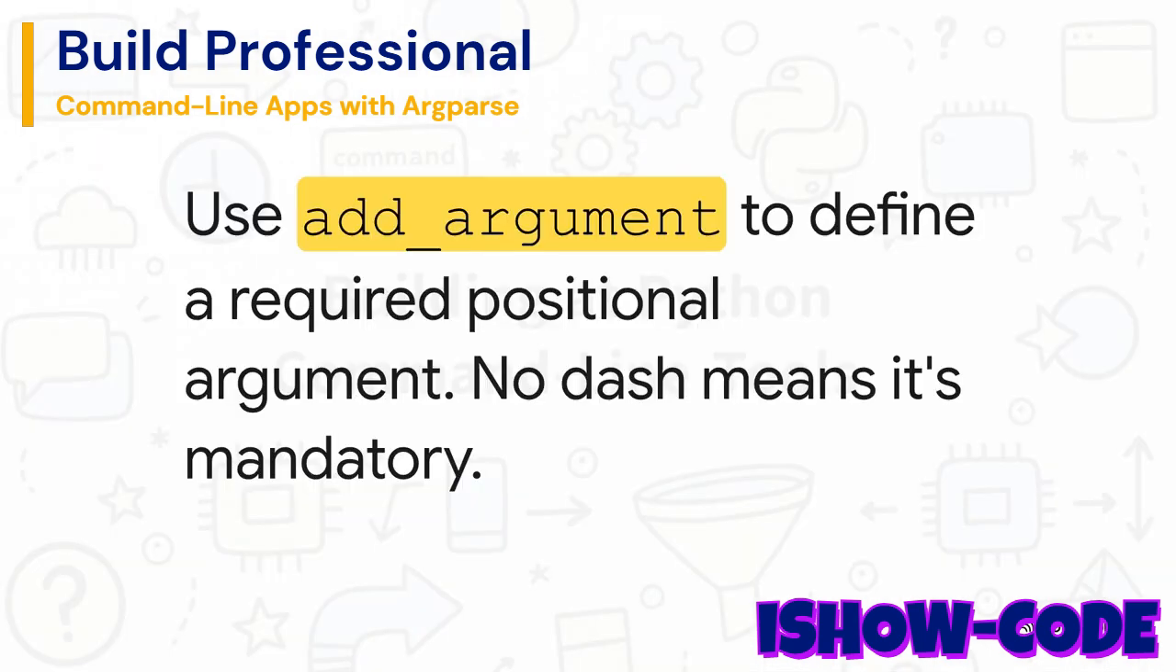Step 2. This is where we start defining our arguments. We'll start with the most basic kind, which is called a positional argument. Now, this is a mandatory piece of information. The user has to provide it, like a file name. See how we define it? There are no dashes. That's how we tell Argparse, hey, this is required. The tool can't run without it.